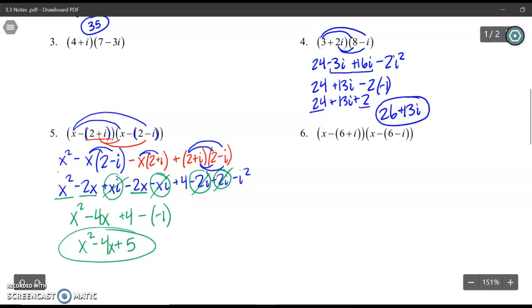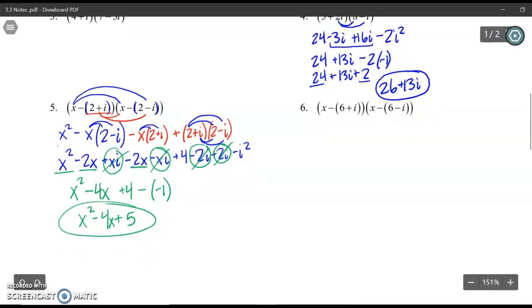Okay. So with that one, it was just a long process. Every step we were doing was really just adding, subtracting, or multiplying. It just took a long time. So you have to be very patient with some of these problems.